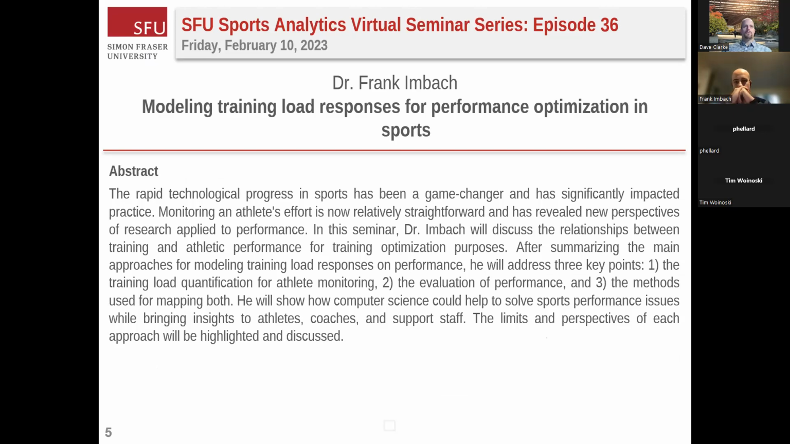After summarizing the main approaches for modeling training load responses on performance, he will address 3 key points. First, the training load quantification for athlete monitoring. Second, the evaluation of performance. And 3, the methods used for mapping both. He will show how computer science could help solve sports performance issues while bringing insights to athletes, coaches, and support staff. The limits and perspectives of each approach will be highlighted and discussed.